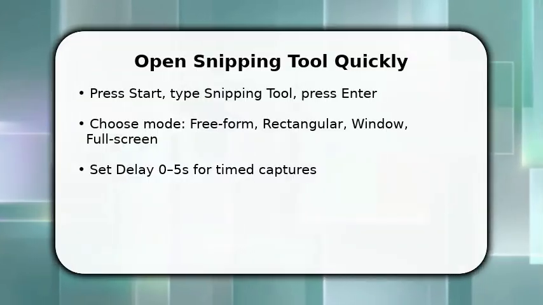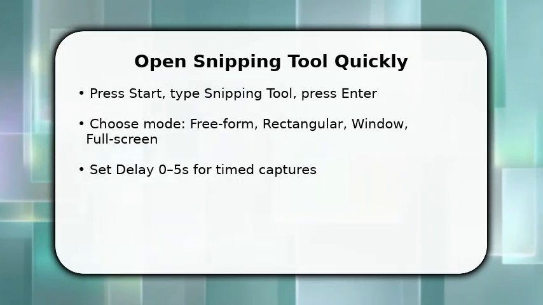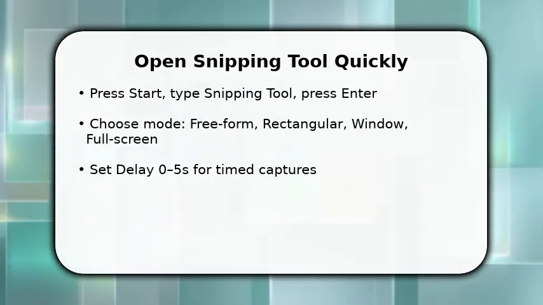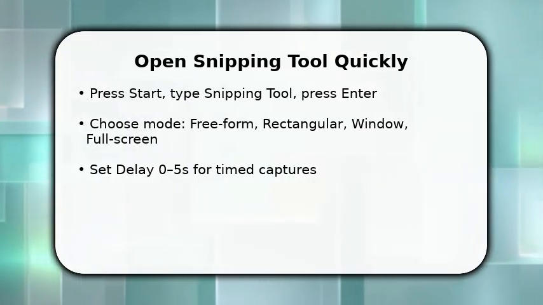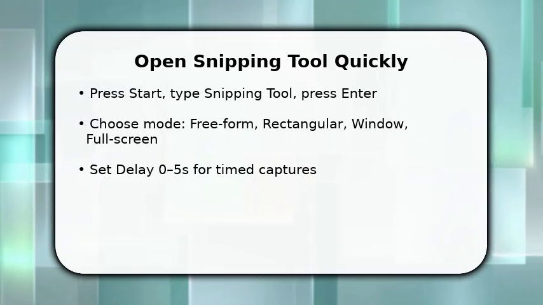You start by launching the Snipping Tool so you can grab exactly what you need. Once open, pick a mode, rectangular is the fastest for most tasks, and set a delay if you need menus visible. Make sure your target window is ready.